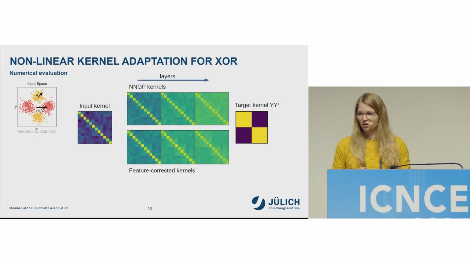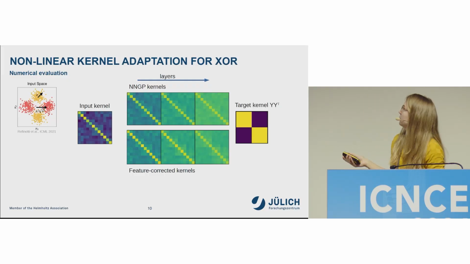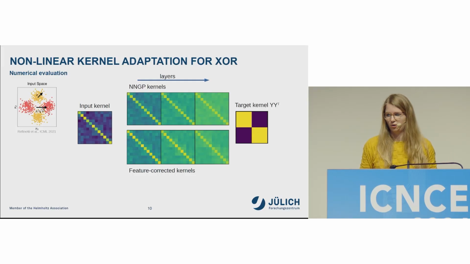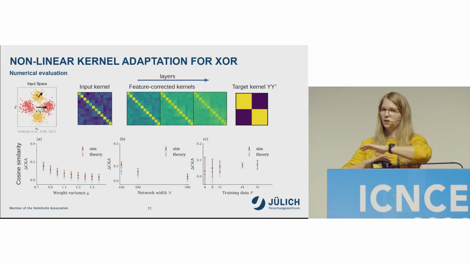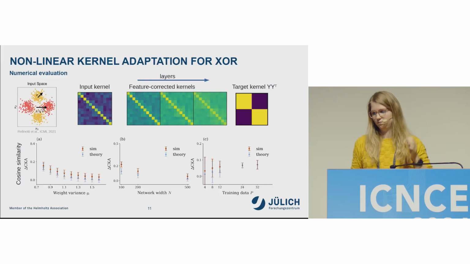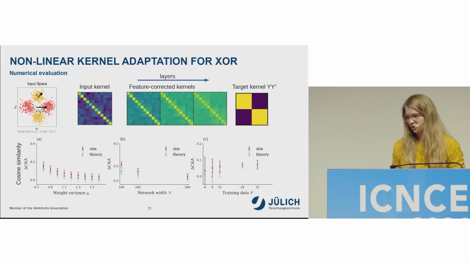Okay, and now to make this more quantitative, we compute the so-called kernel target alignment between the output kernel, so the last kernel here, and the target kernel, which basically measures how much this block structure is present in the feature-corrected kernels. Okay, and now I plot here what I call the delta CK, that's always relative to the NNGP, which is the naive kernel that we take as a baseline. You can see that for different weight variances, this already matches quite well.